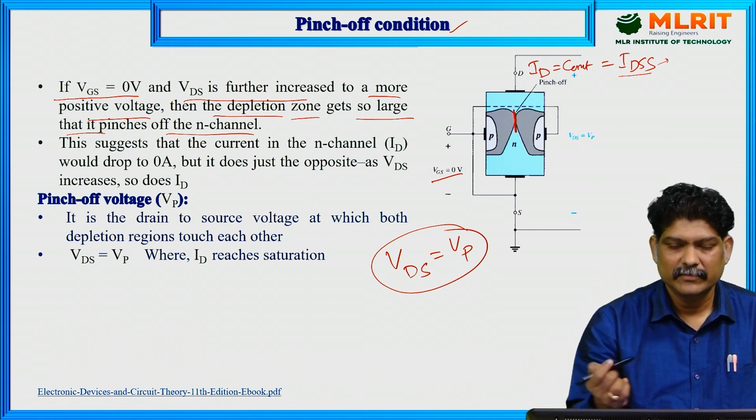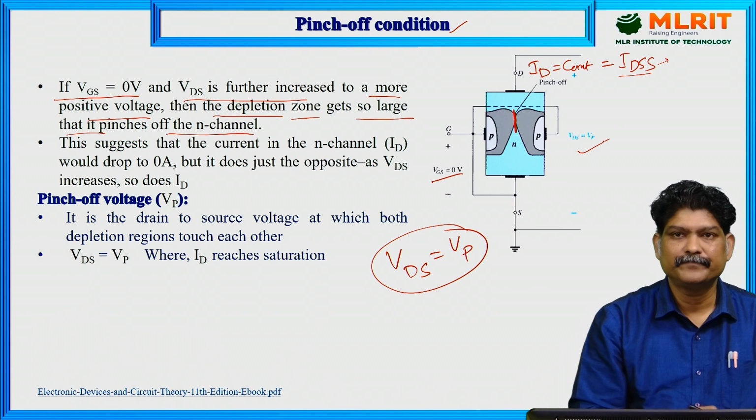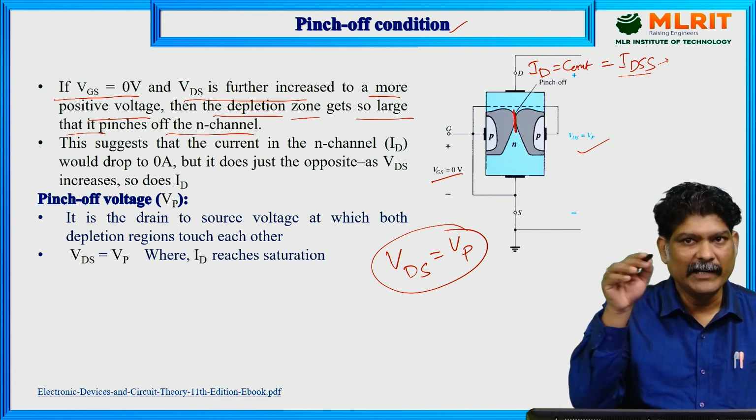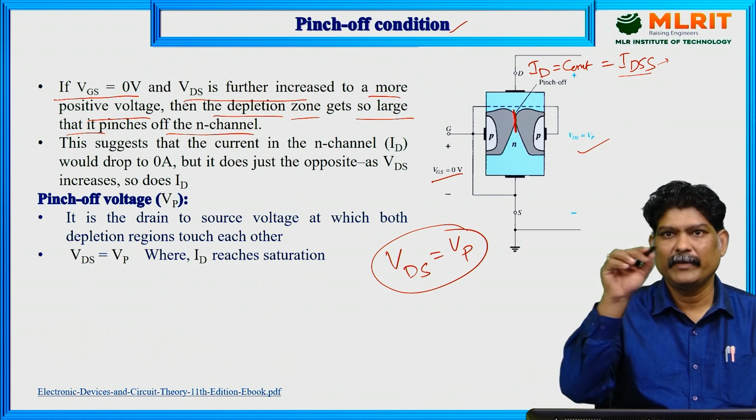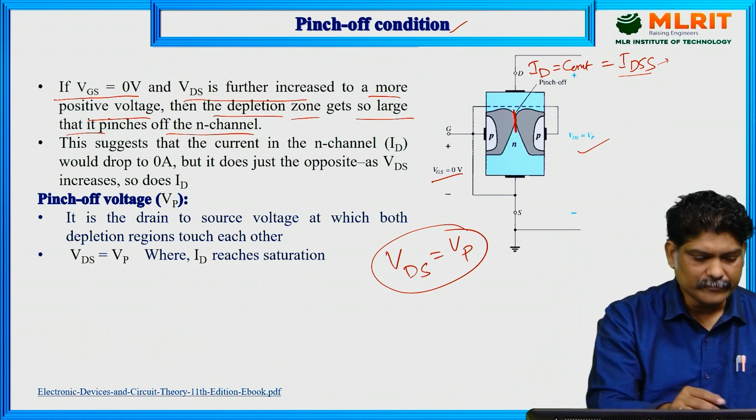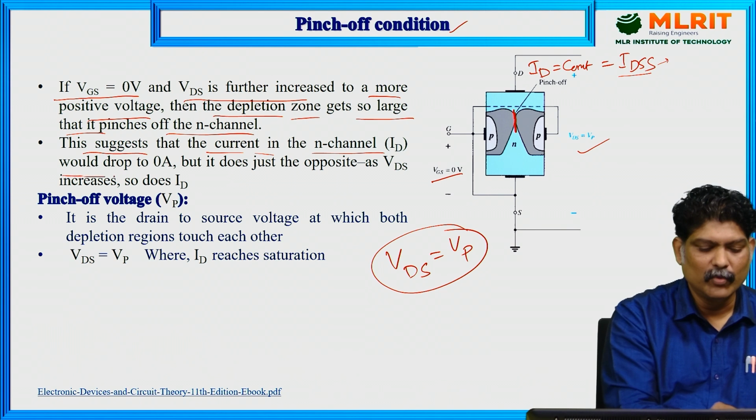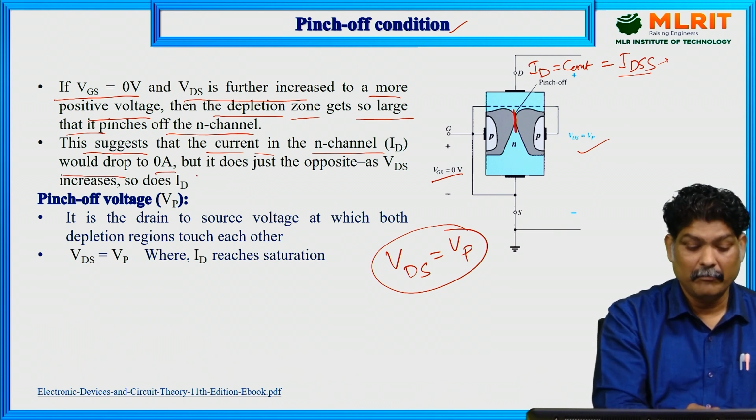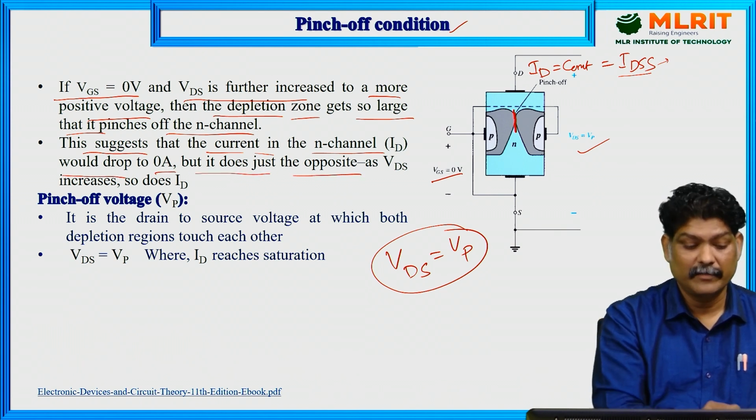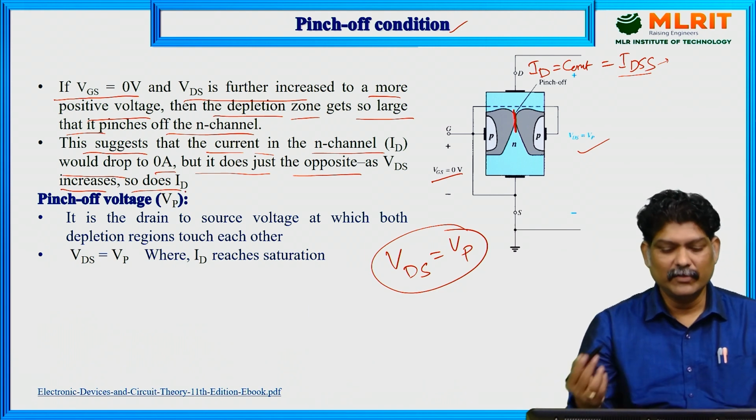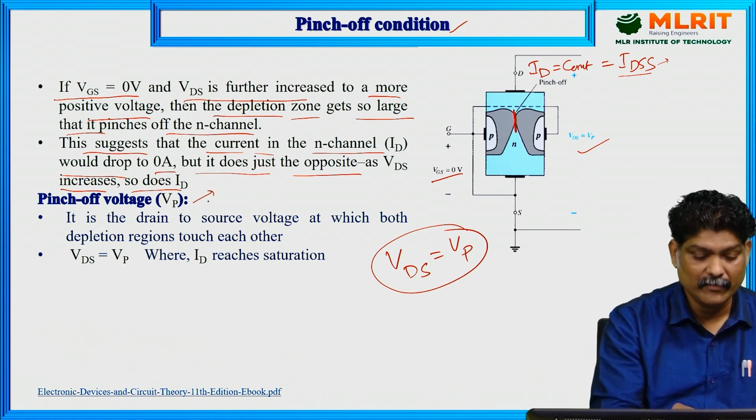But we are continuing to give the VDS, drain to source voltage, so the drain current does not fall to 0. It will be maintained constant. This suggests that the current in the N channel ID would drop to 0 amperes, but it does not, just the opposite. As VDS increases, ID also increases. So that is pinch off condition.